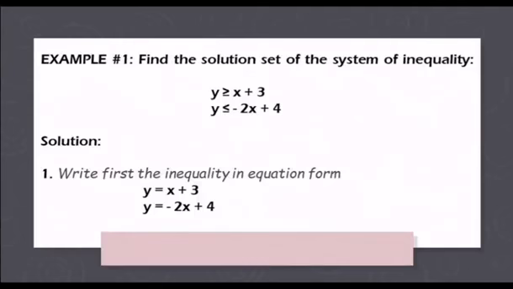Example number 1. Find the solution set of the system of inequality. y is greater than or equal to x + 3 and y is less than or equal to -2x + 4. Solution. Step number 1. Write first the inequality in equation form. For the first inequality, we have y is greater than or equal to x + 3. The equation form is y = x + 3. For the second inequality, y is less than or equal to -2x + 4. The equation form is y = -2x + 4.